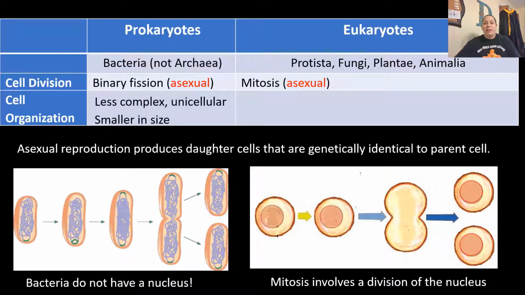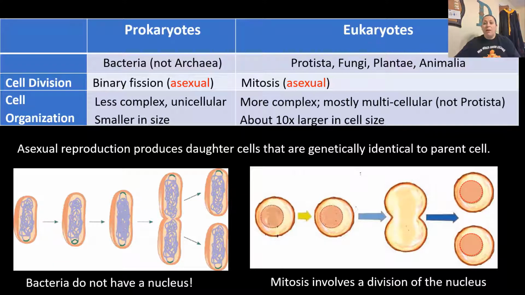Now, for prokaryotic cells in cell organization, they tend to be less complex and smaller in size because of this. And organisms that are in this group are going to be unicellular. When we look at eukaryotic cells, they are more complex, and this is due to the fact that they have all those organelles that are present. Most are actually multicellular. Now, of course, there is the exception in the kingdom Protista. But the cells of eukaryotes are normally about 10 times larger in size than the cells of prokaryotes.